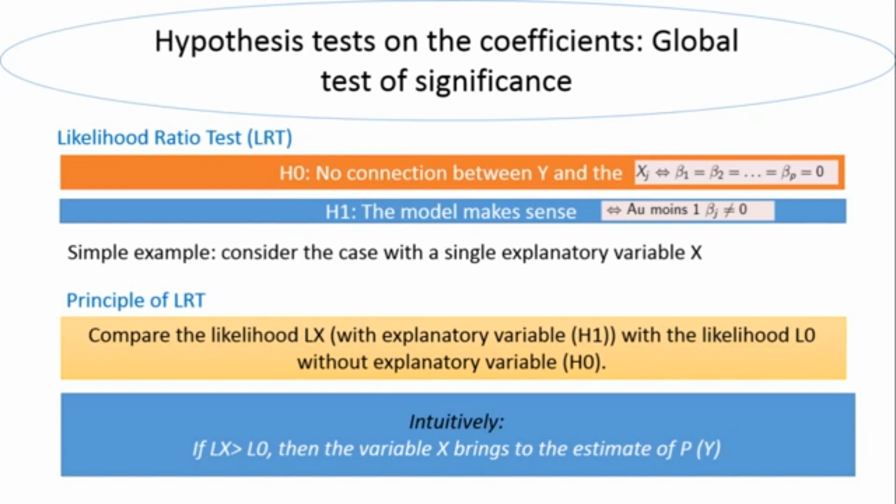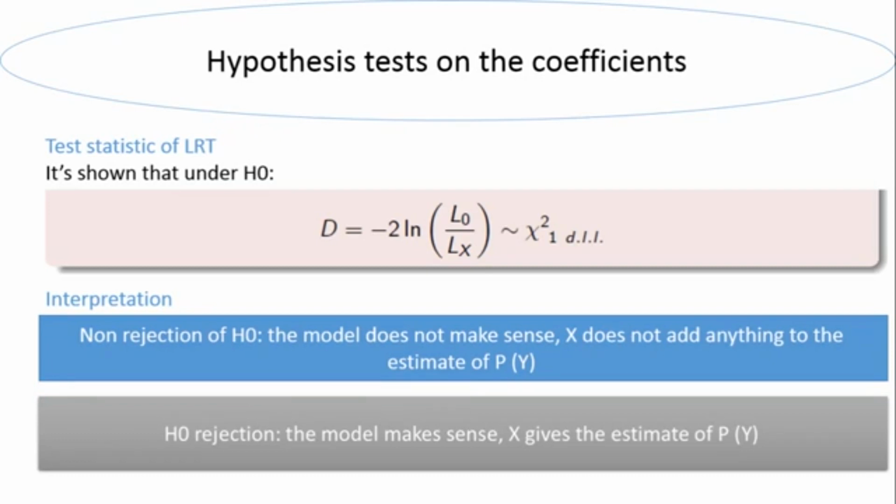the variable brings something to the estimate of the probability of y. So in the likelihood ratio test, we consider a statistic D that is given on our screen, that is shown to follow the chi-square at 1 degree of freedom.